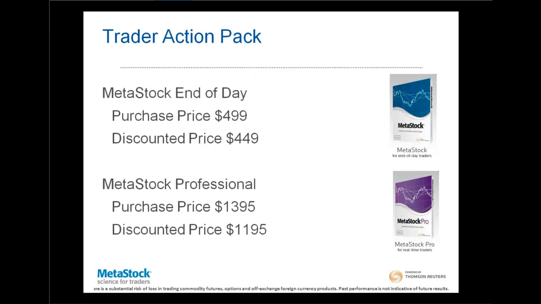So MetaStock End of Day, we normally retail at a $499 price point. If you want to buy it and you just say you went to the Trader Tax Accounting Seminar, we'll give you a discounted price of $449. MetaStock Professional normally costs $1,395. That's the one that's been rated number one in its price category for 9 years in a row now. The difference between MetaStock End of Day and MetaStock Professional is real-time capabilities, and that's it.